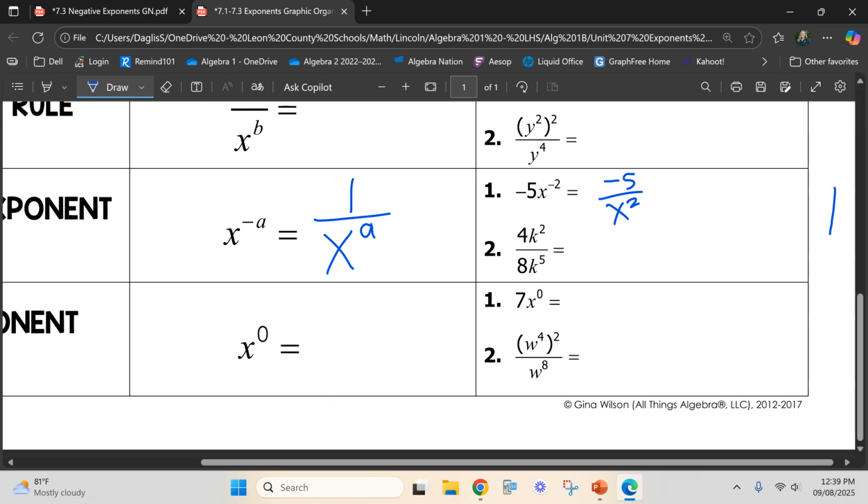Christina, how about our next one? What piece do you want to simplify first? You want to do the 4 and the 8, or do you want to do the k's? The 4 and the 8? Okay, so what's 4 divided by 8? 1/2. I was asking Christina. Oh, sorry. It's okay. What's 4 over 8? It is 1/2. It's all good.